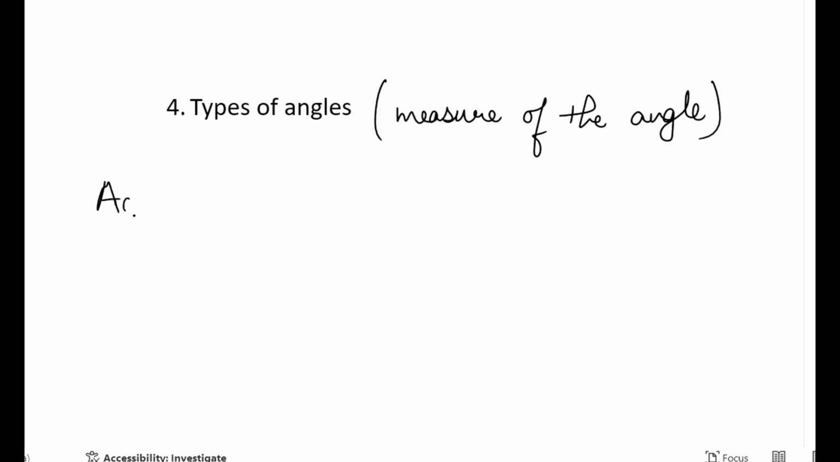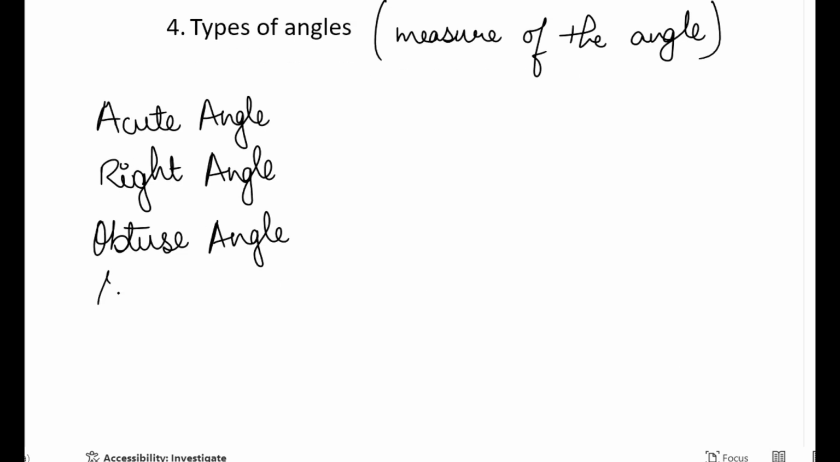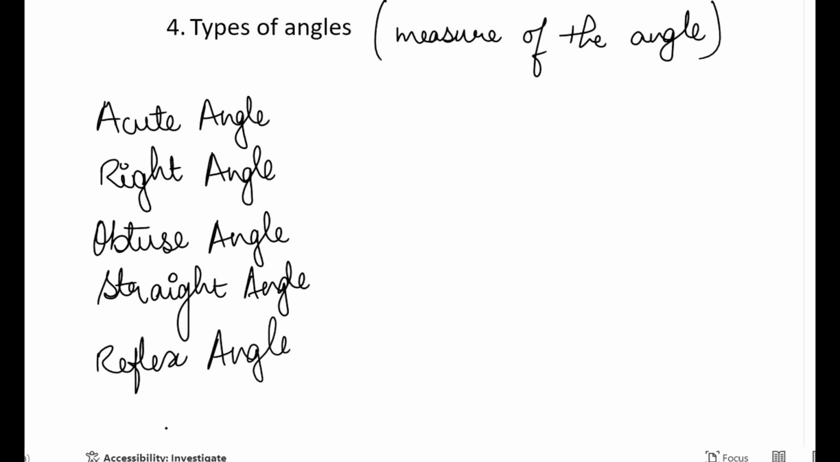First you have acute angle. Acute angle. Right? Then you have right angle. Okay. After that, you have obtuse angle. Alright. After that, you have a straight angle. Next, you have a reflex angle. Then you have a complete angle. Okay. Now these are the types and they are actually very evident.